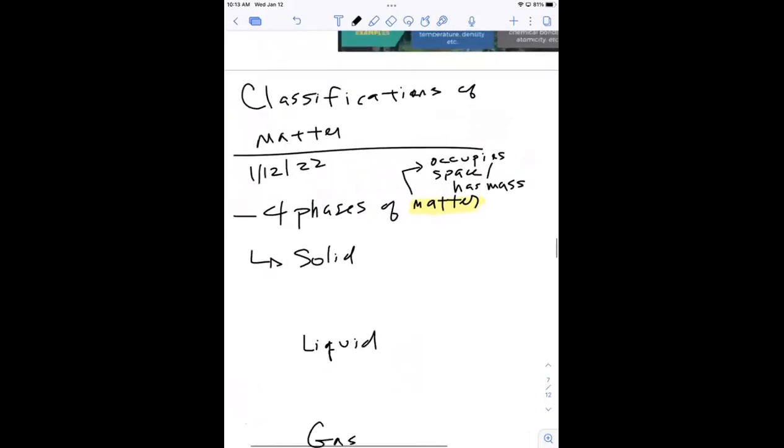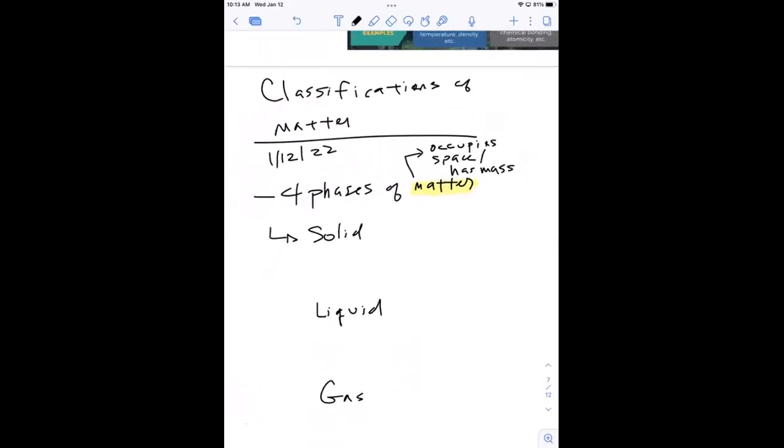Anything that occupies space and has mass, no matter how small it is or how large it is, right? So for solids, solids have a definite shape. And they are rigid. We know that.